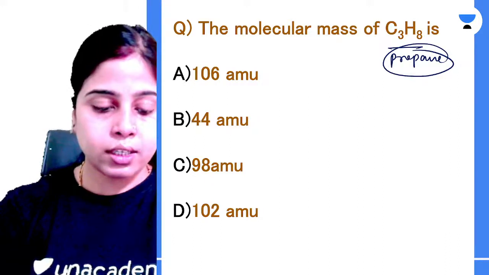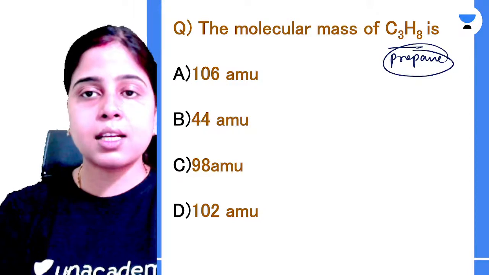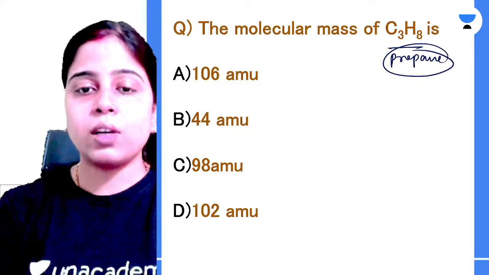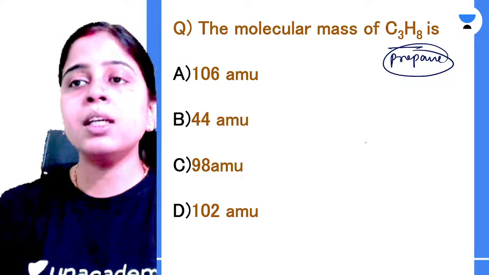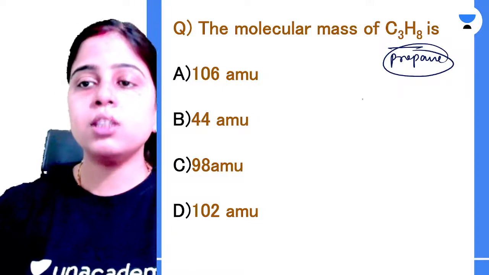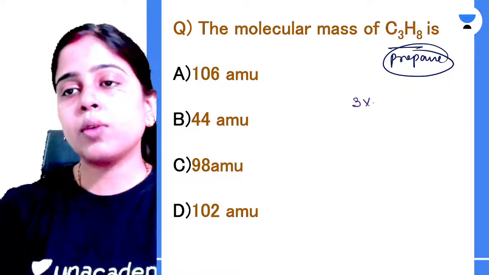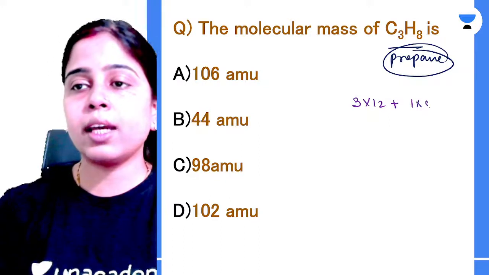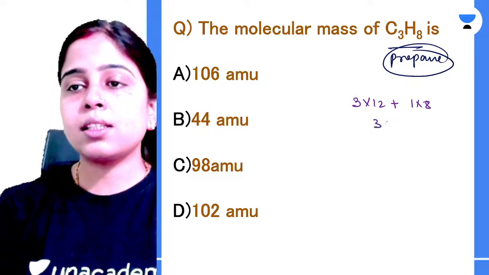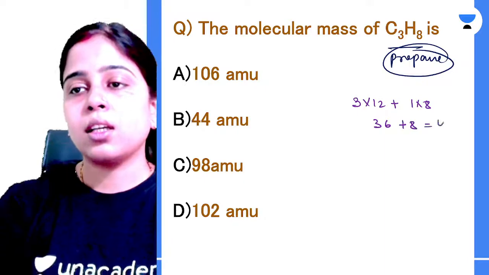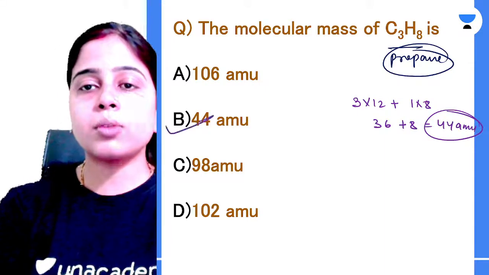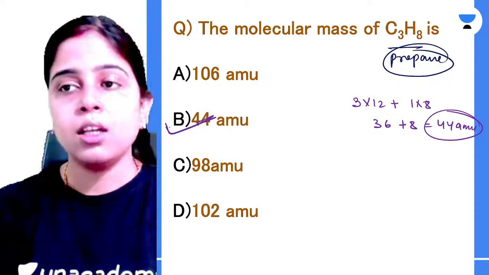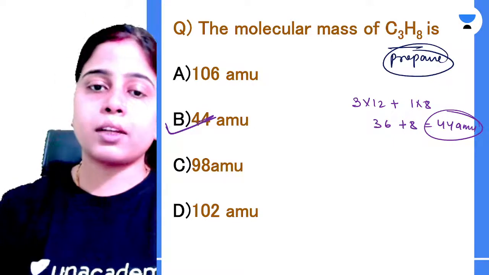One student has already answered. Vishal has answered as A. Let's see what is the correct answer over here. You have 3 atoms of carbon and 8 atoms of hydrogen. So 3 into 12 plus 1 into 8. 12 threes are 36 plus 8. So you get 44 AMU. So the correct answer is option number B and not option number A. 44 AMU is the correct one.